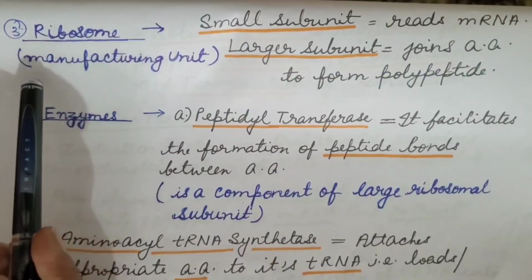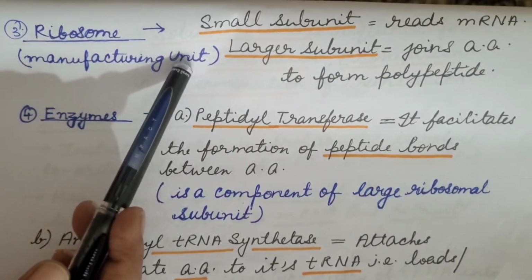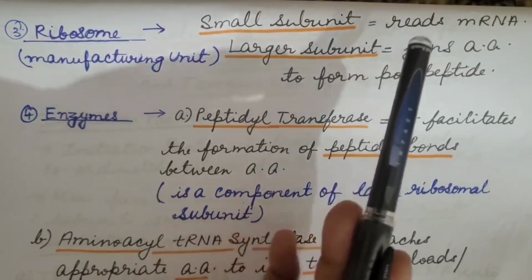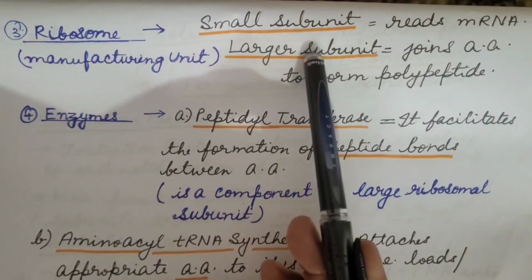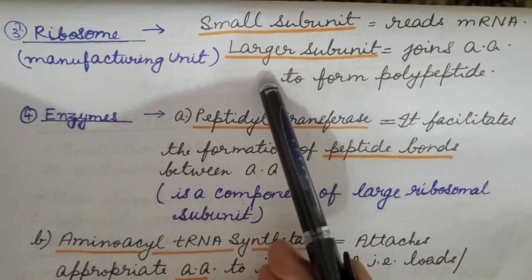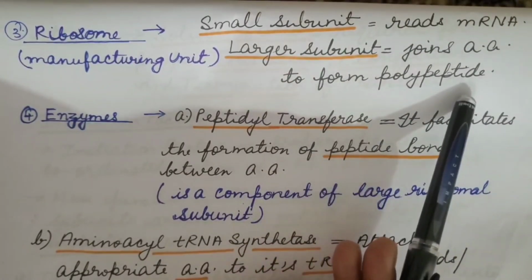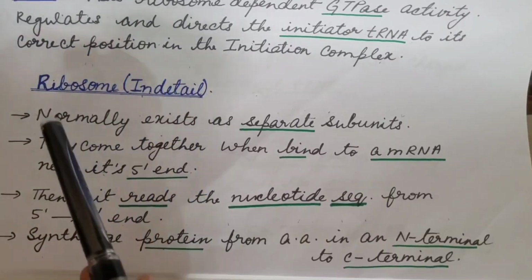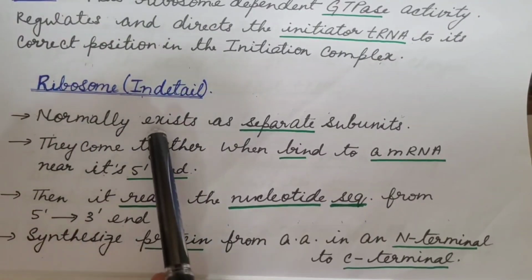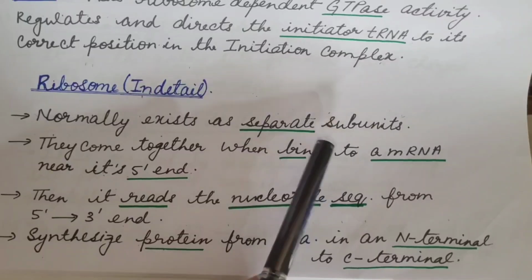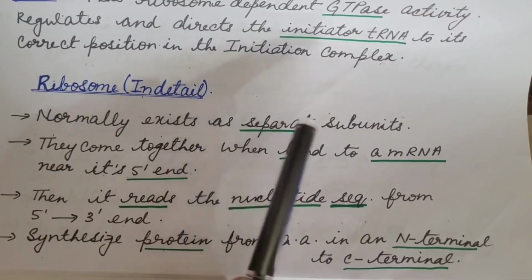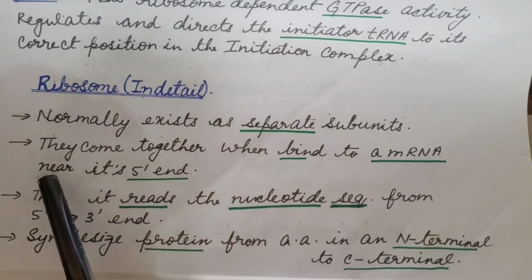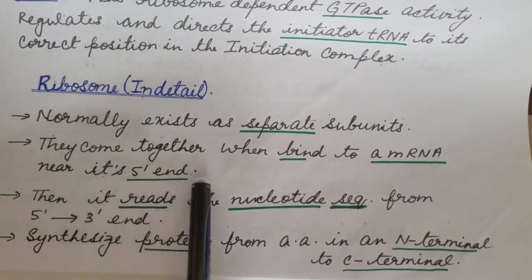Then ribosome. It is the manufacturing unit. It has two subunits, a small subunit and a larger subunit. The small subunit reads messenger RNA and the larger subunit joins amino acids to form the polypeptide. Now let us discuss some of the important aspects of ribosome. Ribosome normally exists as separate subunits, that is, the smaller subunit and the larger subunit. They come together when bound to a messenger RNA near its 5' end.